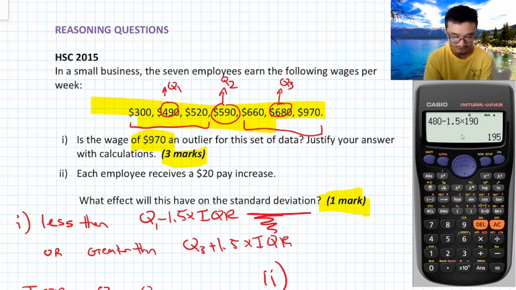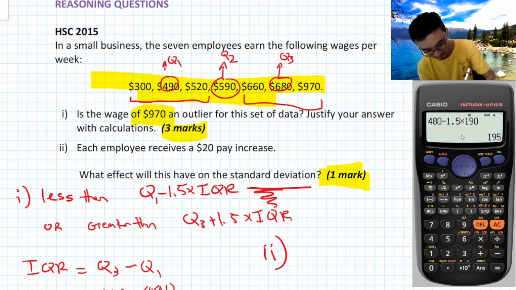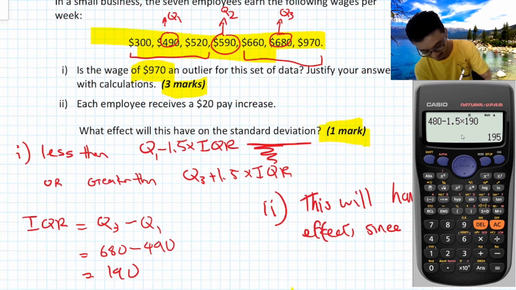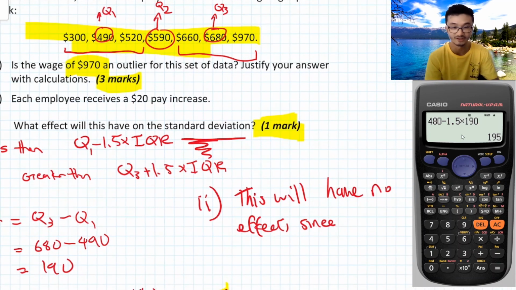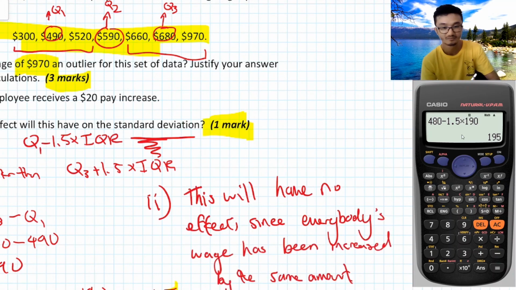They're both still 9. So when I think about measures of spread, if each employee received a $20 pay increase, the standard deviation calculates the spread relative to the average. If everyone is increased by $20, it's like no one's been increased, because the spread is still going to be the same. So what effect will this have on the standard deviation? This will have no effect, since everybody's wage has been increased by the same amount. Okay, awesome.